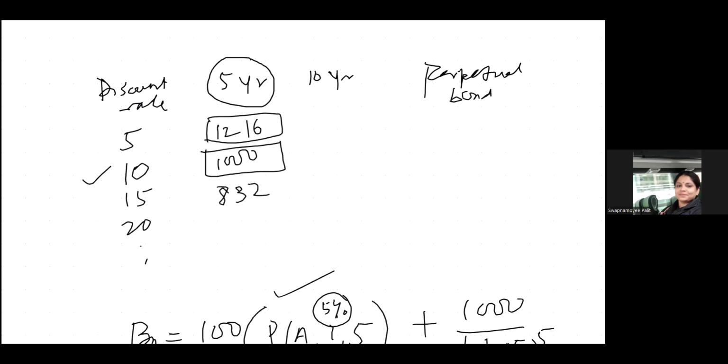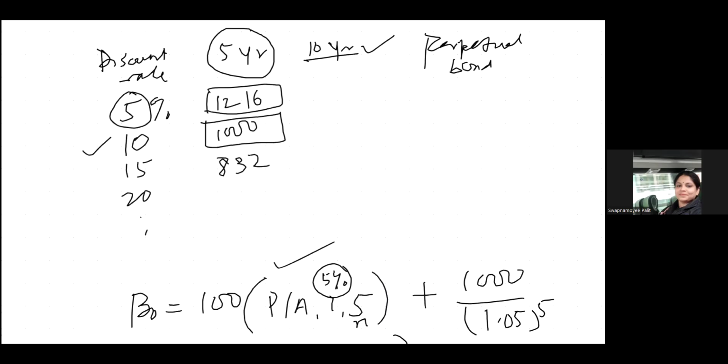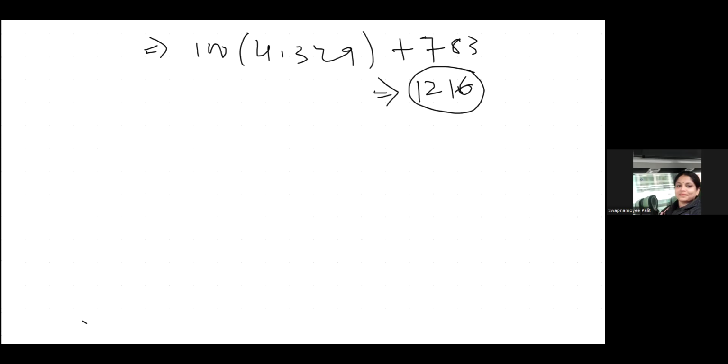So yeah, for 10 years, similarly, if I'm solving it for this, then what will happen? 5%. And now it is for a 10-year bond. Suppose your bond is maturing in 10 years. I'm showing you how your bond is sensitive to not only the market rate of interest, but also your maturity period.